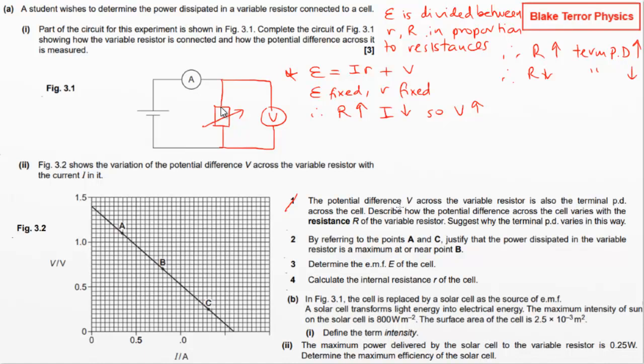By referring to the points A and C, justify that the power dissipated in the variable resistor is a maximum at or near point B. Right, this is a weird one. It leaves you hanging a little bit as to what they're saying. How are we meant to be referring to these two points here?